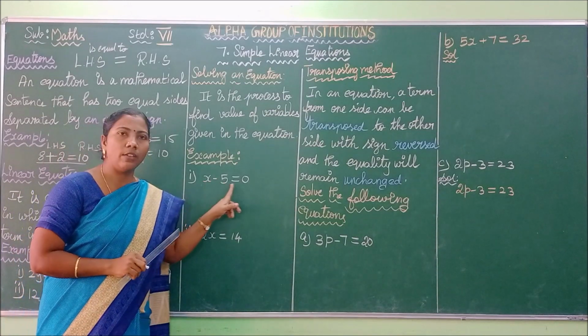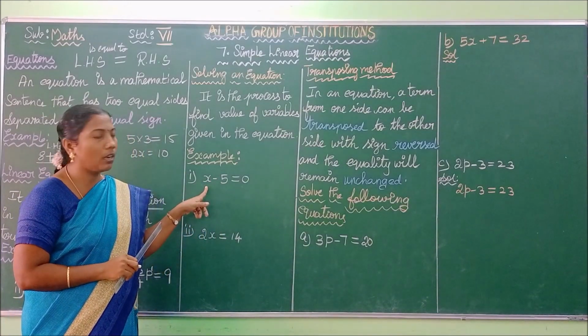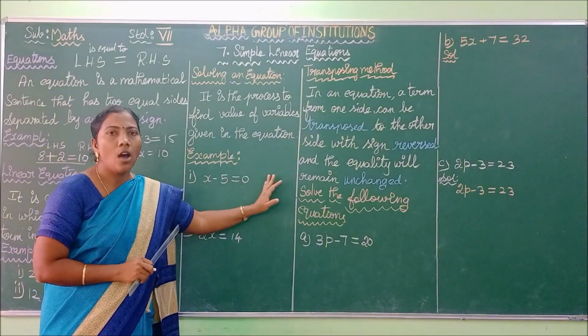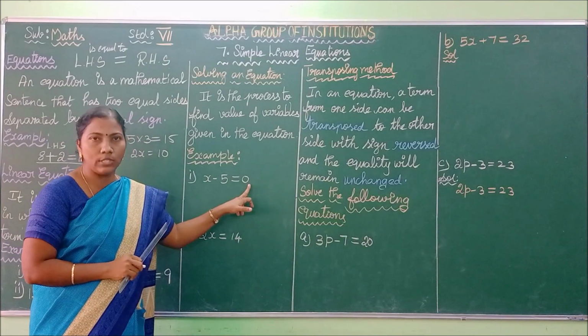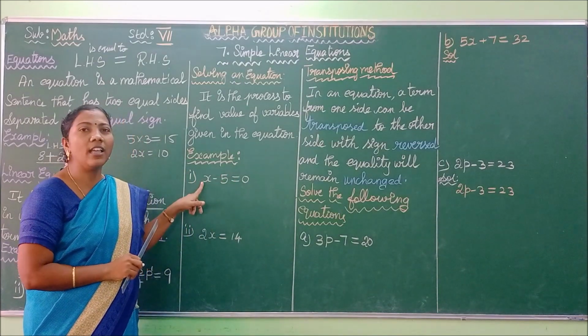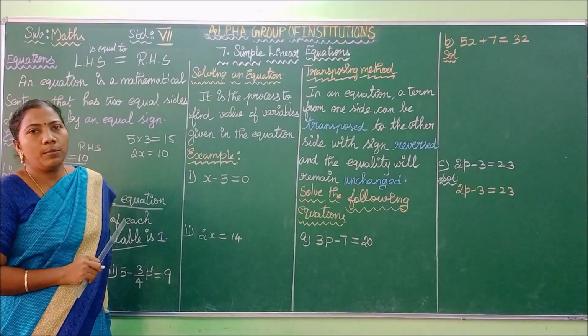x minus 5 equal to 0. First of all, we have to check whether it is an equation or not. It is an equation because it has LHS as well as RHS. What is your RHS value? 0. Okay, so it is an equation first. Here we have to find the value of the variable. Which is the variable here? x is the variable here.